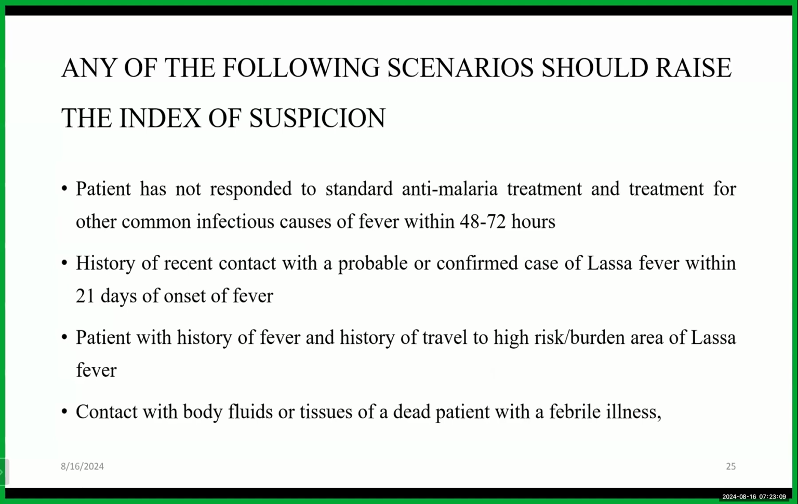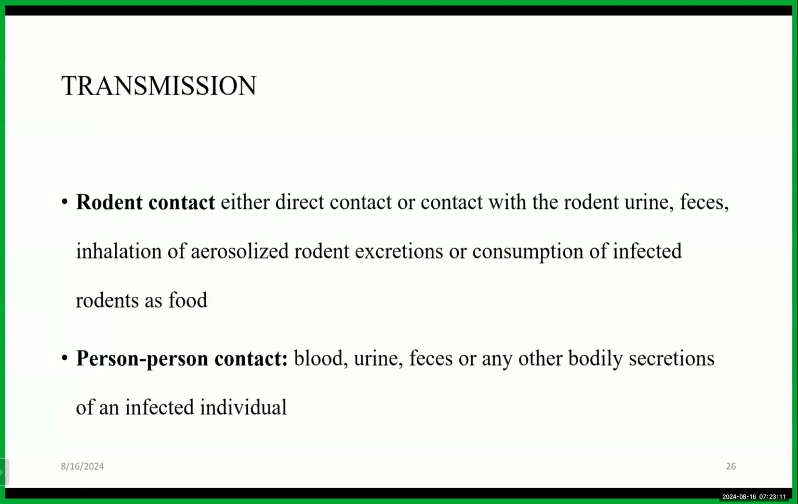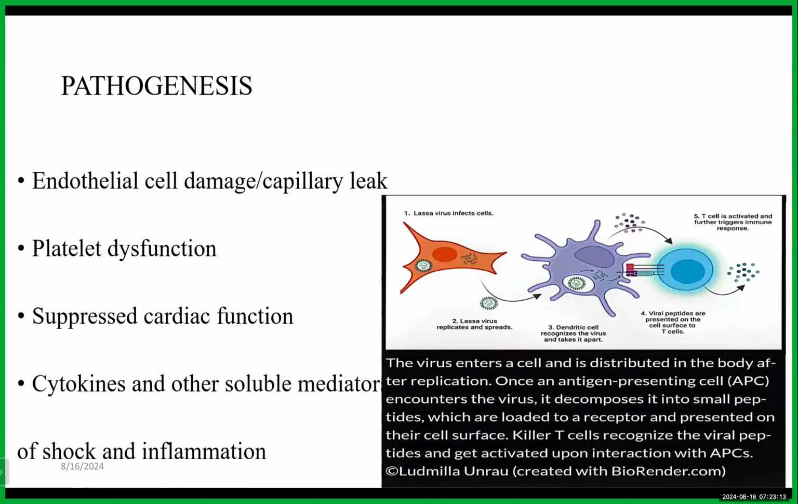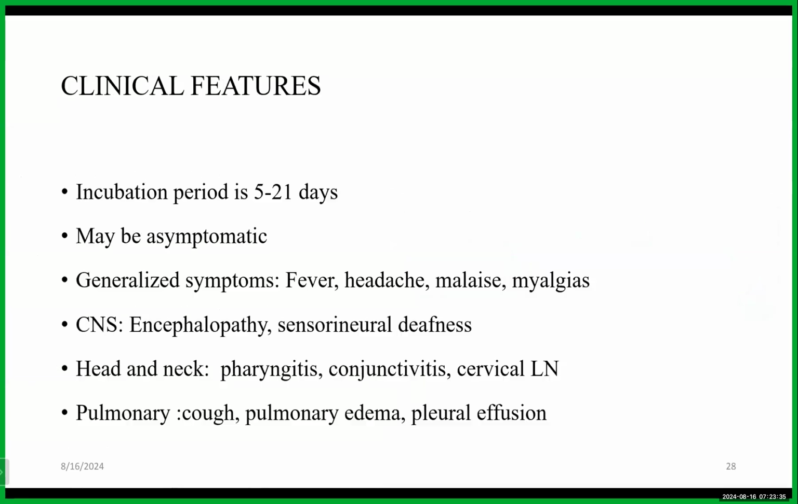So some of the questions we have, I think talk about this. Then pathogenesis: when the virus gains access into the cell, it tends to replicate and present itself to the antigen-presenting cell, which will trigger an immune response, T cells, and cytokines, and this will lead to endothelial cell damage, platelet dysfunction, suppressed cardiac function, cytokines, and other soluble mediators of shock and inflammation.